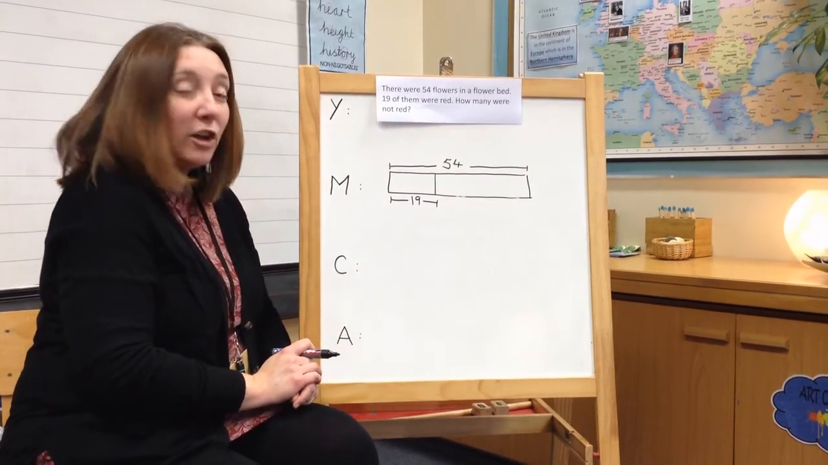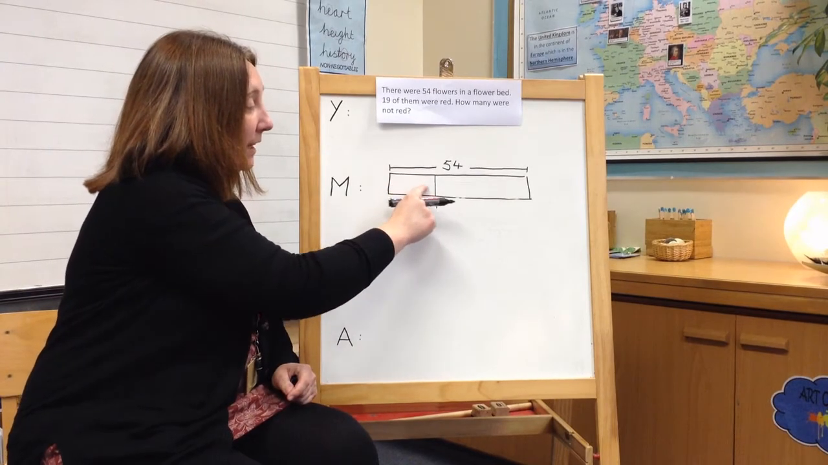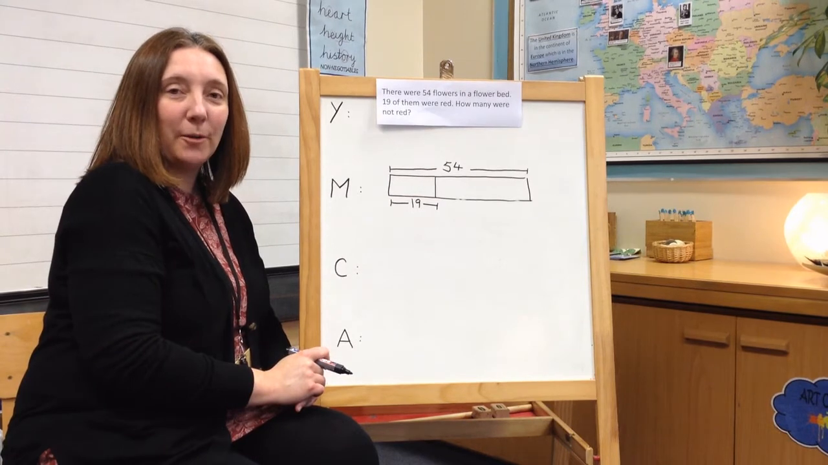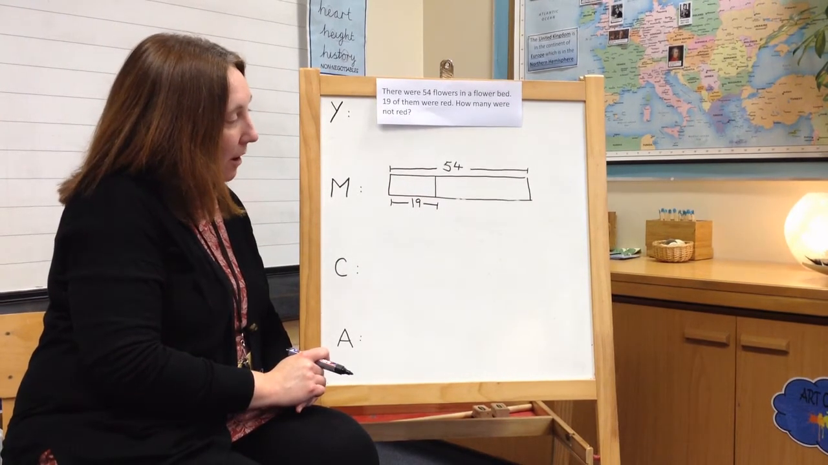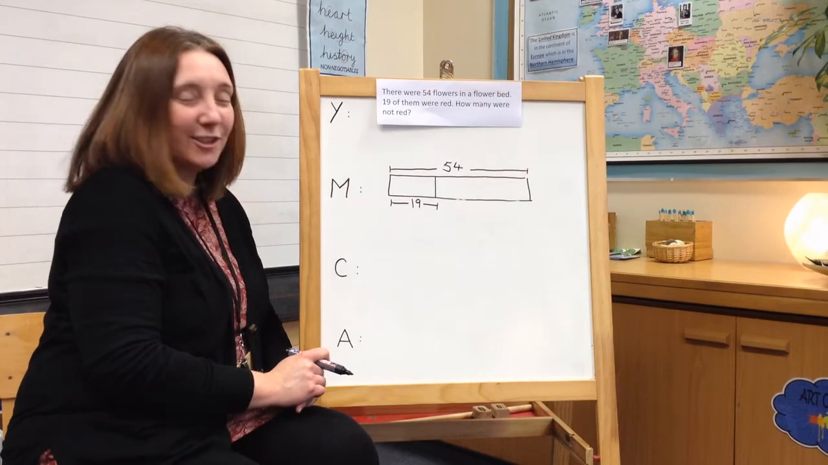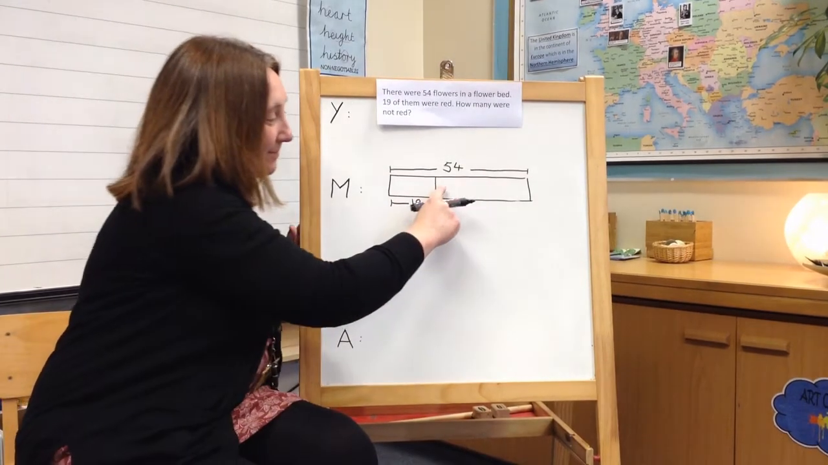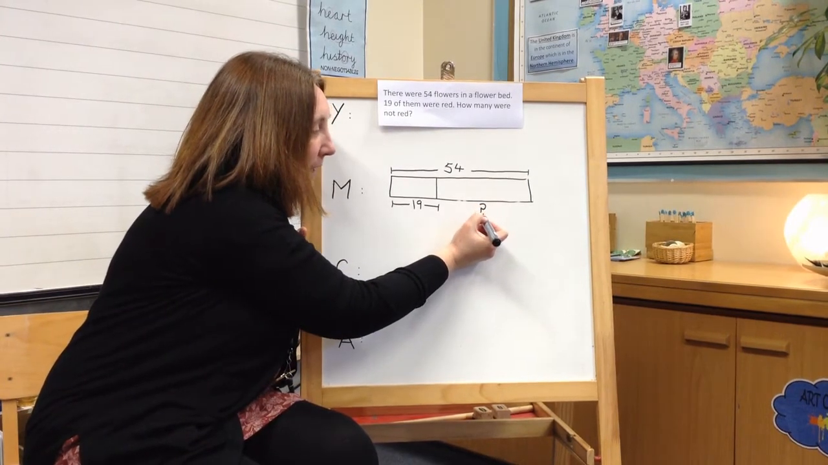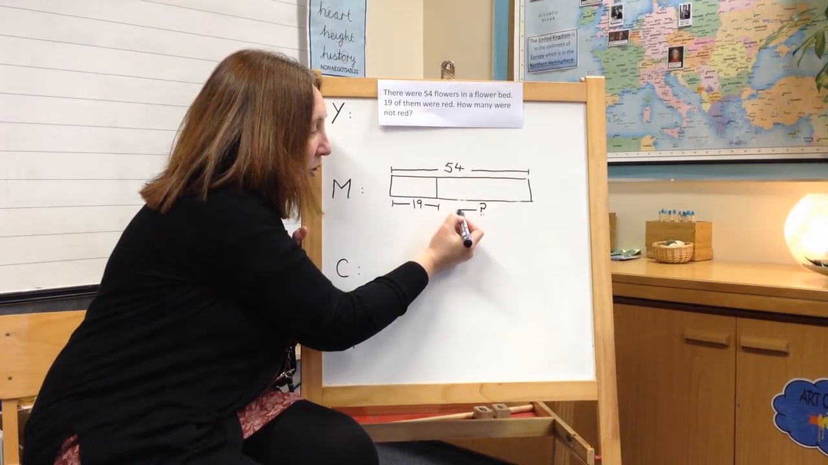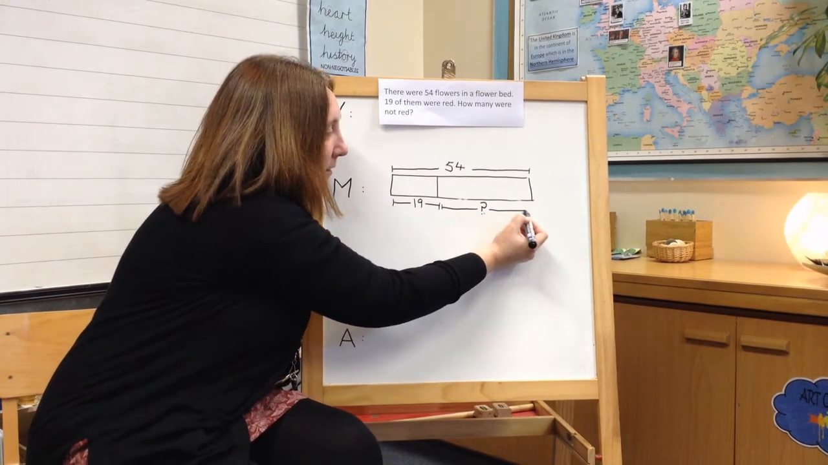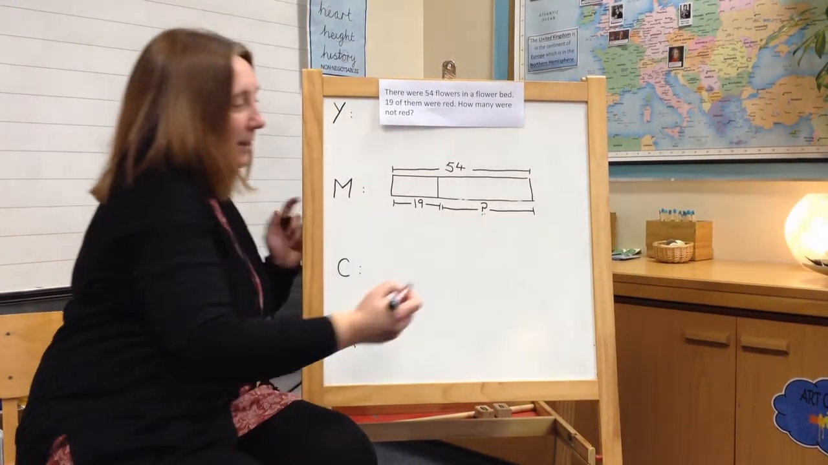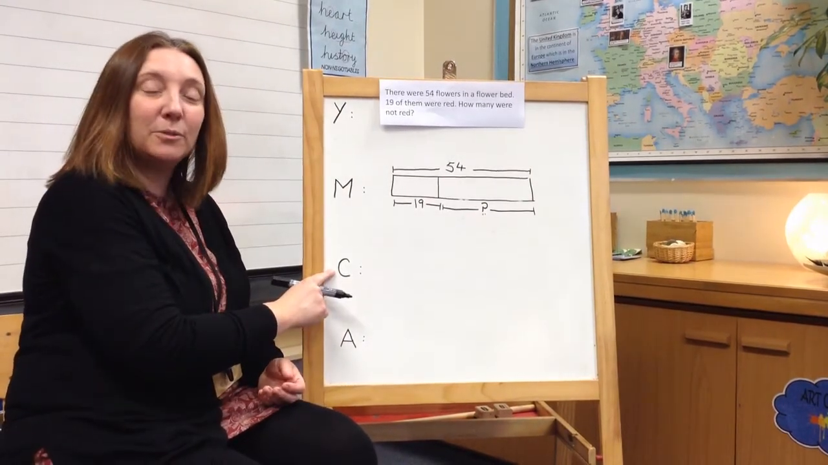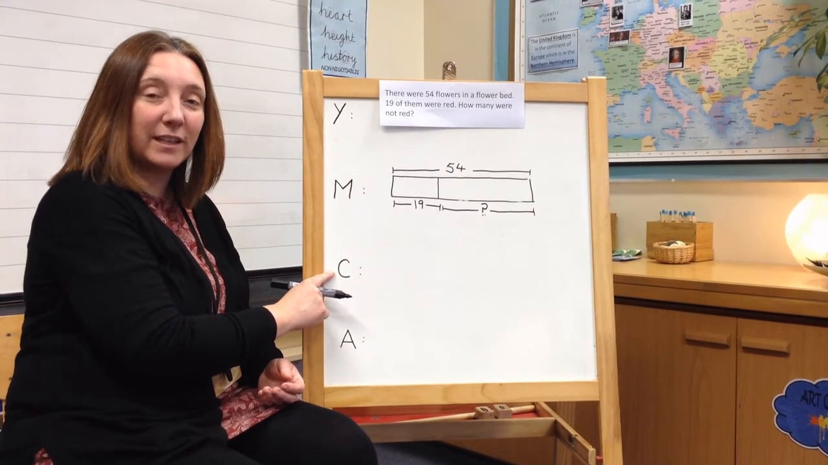How many were not red? So this is the part that's red. So where will the question mark go? Which part of that bar is representing the flowers that are not red? It's this part here. Remember, we must put the question mark in and then show with our horizontal line what the question mark value is. We've now modelled it. We now need to calculate, C for calculate.